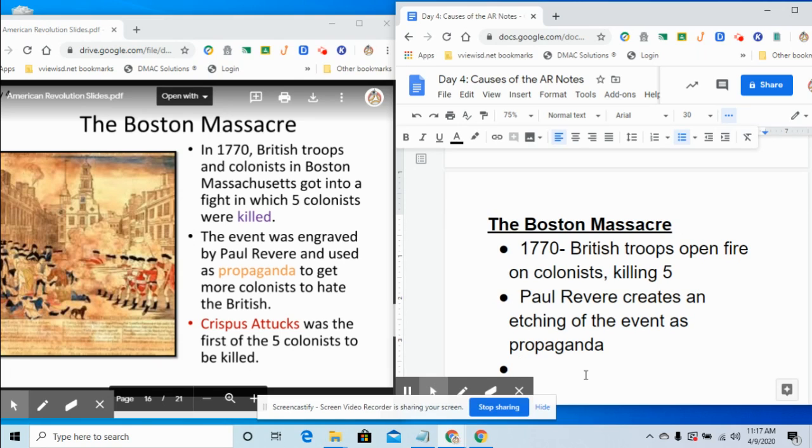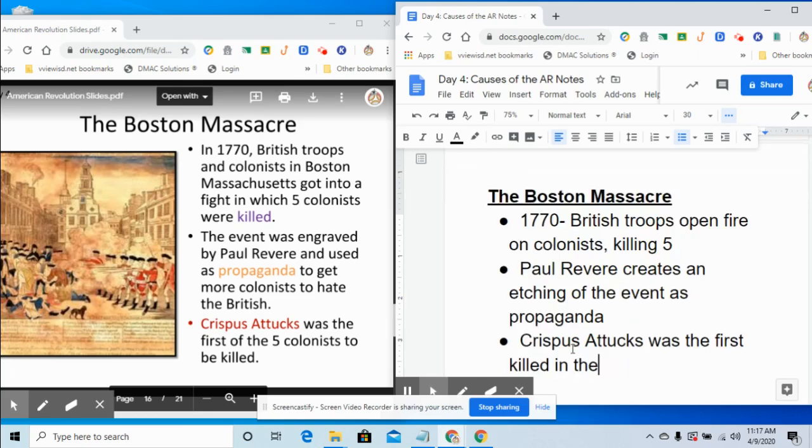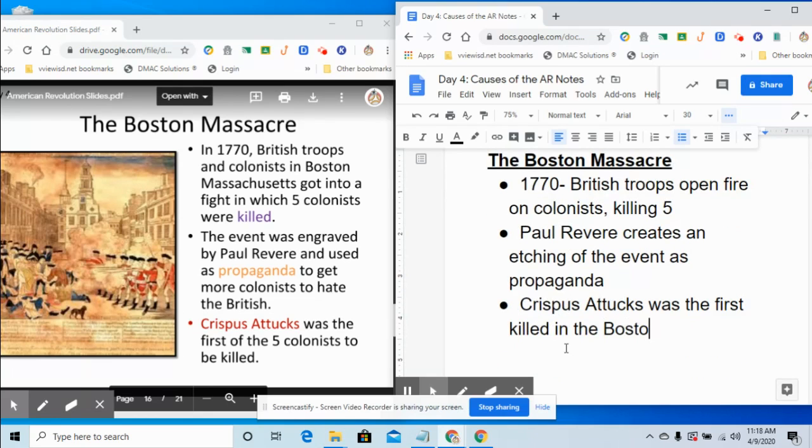Okay, so Crispus Attucks was the first killed in the Boston Massacre, and the first African American killed for the cause, and the cause being the cause for freedom.